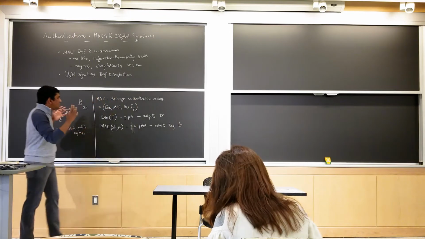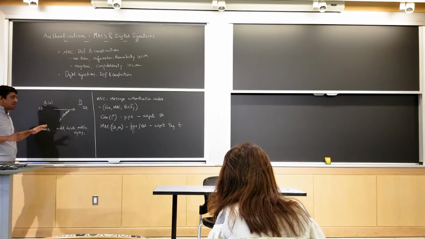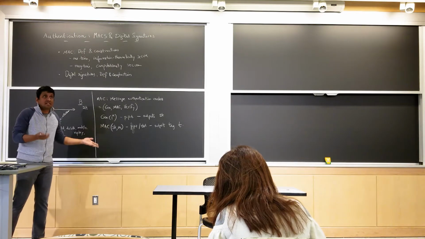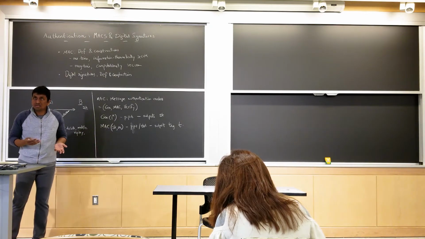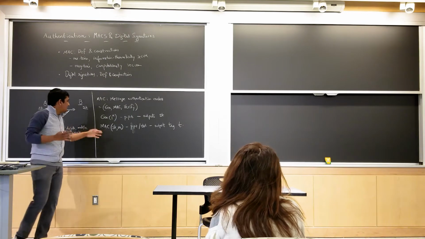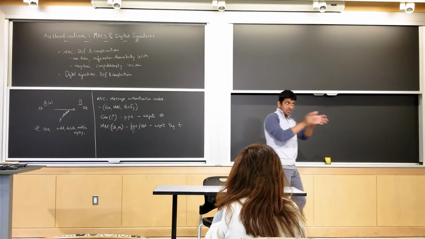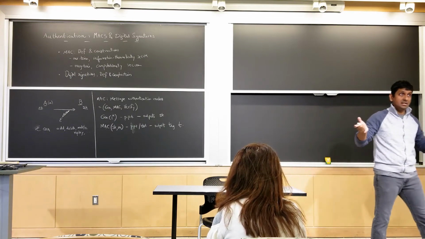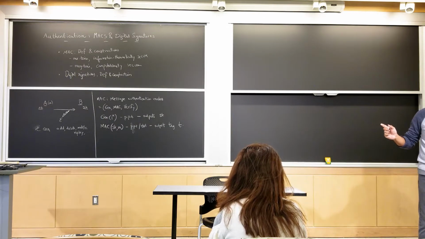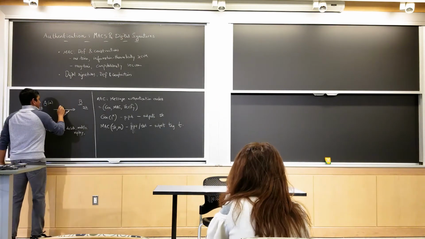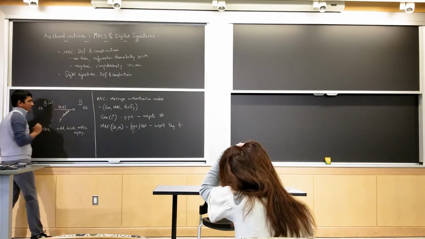You should think about it this way. Alice is the one that runs the MAC algorithm. She has a message in mind. She has a secret key, of course, that she shares with Bob. She runs this algorithm, and it outputs a tag T. And what Alice sends over is M, T, the message and the tag.